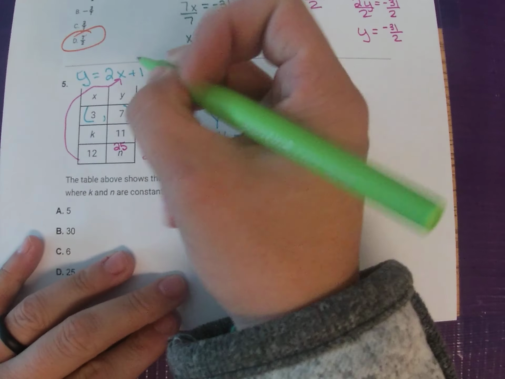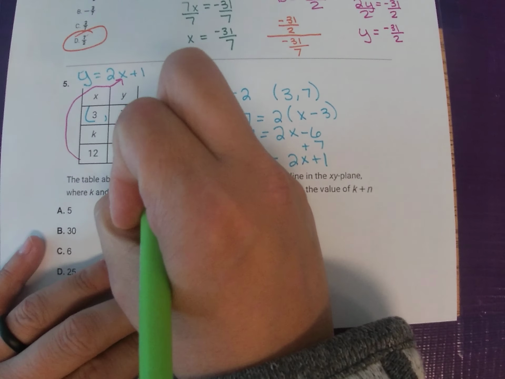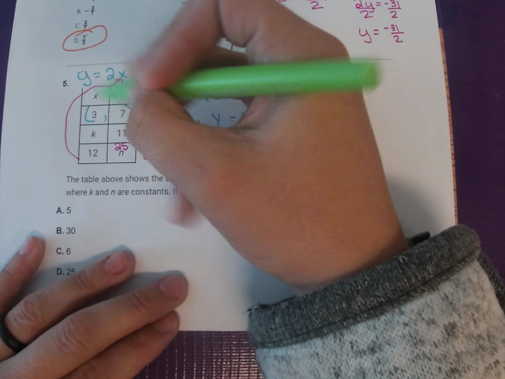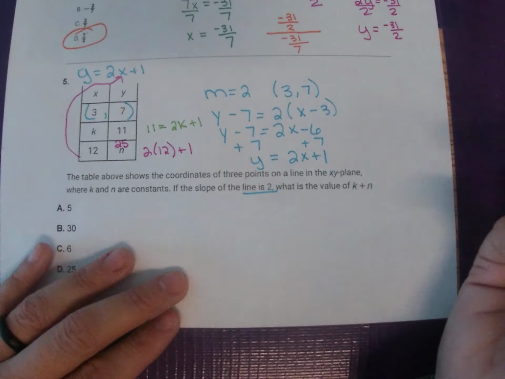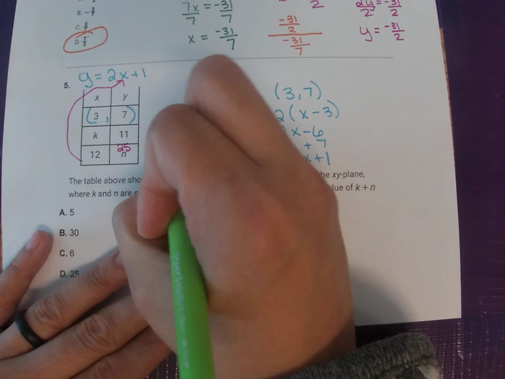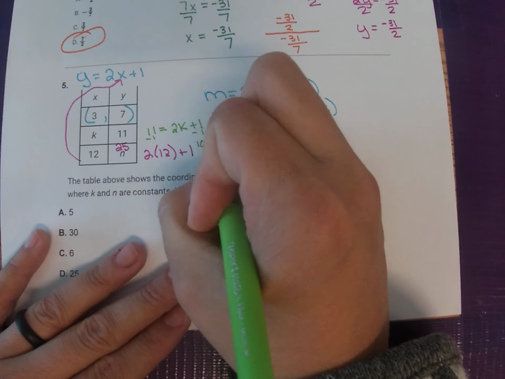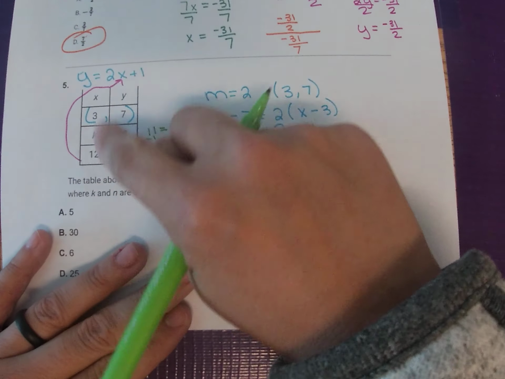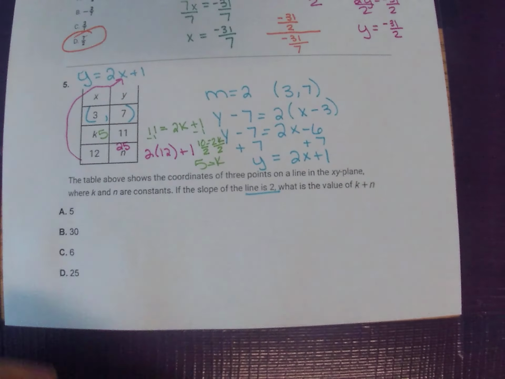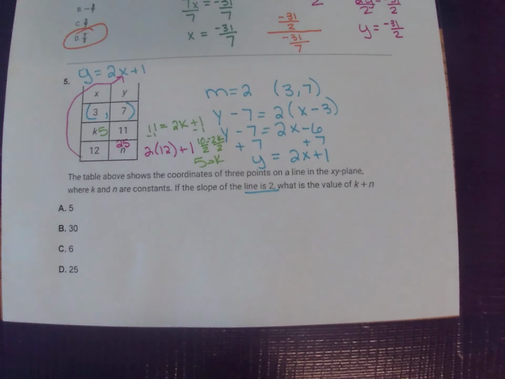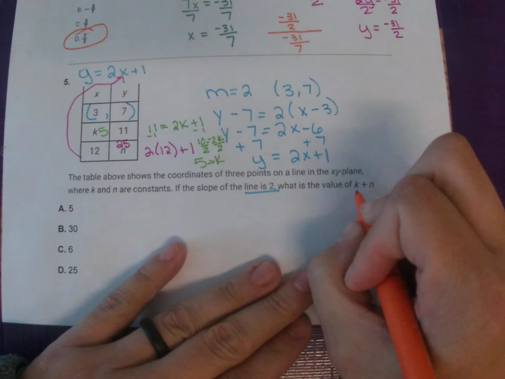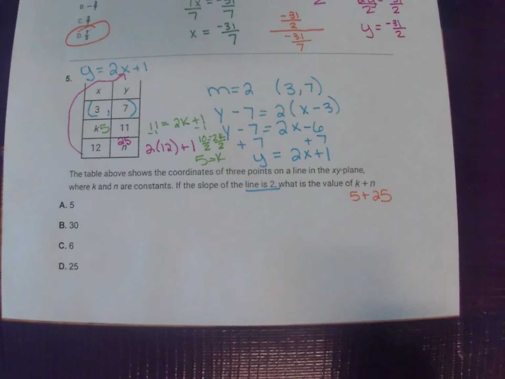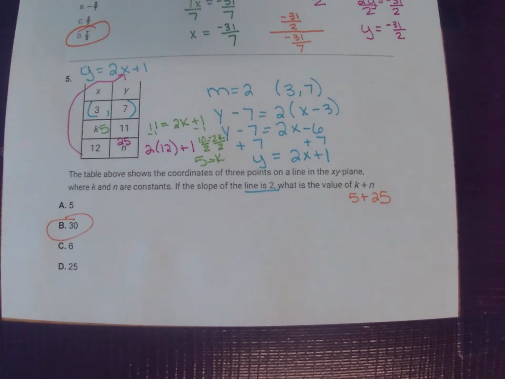This says when I plug in k, I get out 11, right? So I'm plugging 11 in for y. I can leave this as an x, but I need to solve this. So I subtract the 1, so I get 10 equals 2k. I divide by 2. So if I plug in 5, 2 times 5 plus 1 is 11. Now, what's k plus n? My k is 5. My n is 25. So 5 plus 25 would give me an answer of 30.